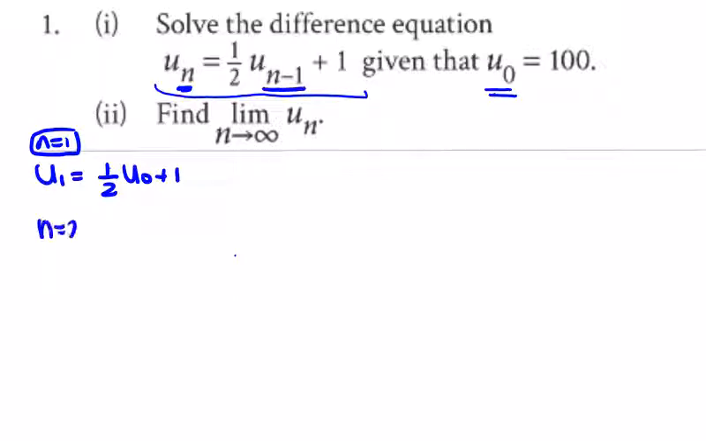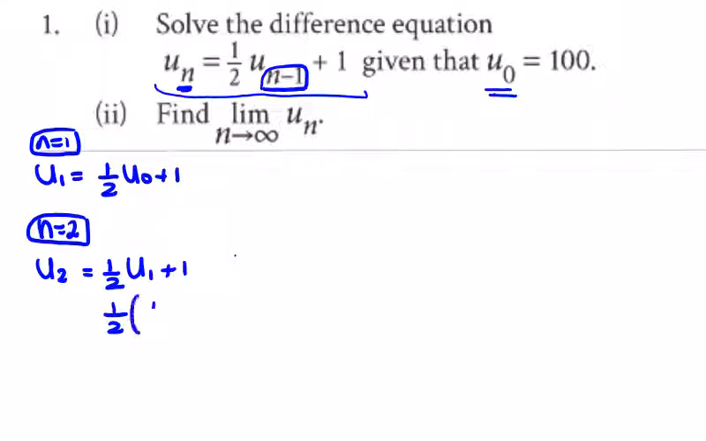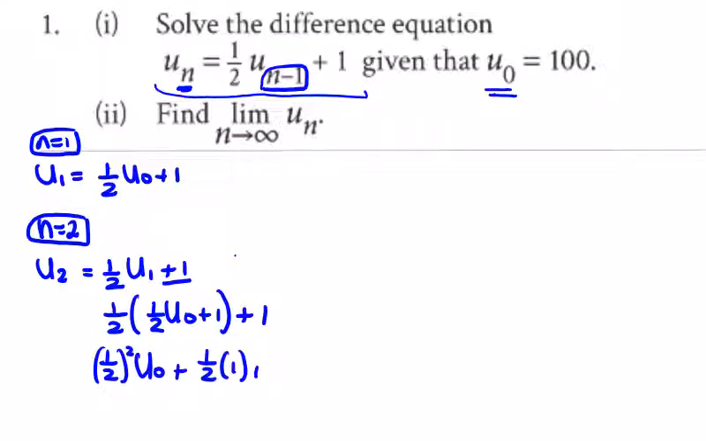When n is equal to 2, we're going to get u2 is equal to a half. This will become u1, as you can see, which is up above, plus 1. So replacing u1 with a half u0 plus 1, we'll start to develop a pattern. Don't forget to bring this plus 1 down. So this is going to be a half to the power of 2 times u0 plus a half times 1 plus 1.